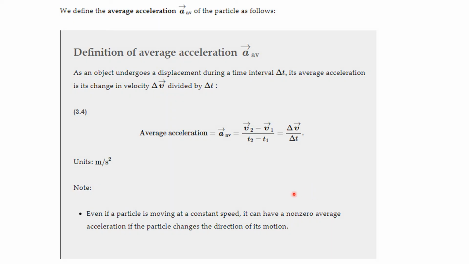And here's the definition of average acceleration. So it is a vector. An object undergoes a displacement during the time delta t. Its average acceleration is the change in its velocity. Now remember, this is in 2 dimensions now, so this is delta v divided by delta t. So the average acceleration is a vector, that is delta v, the change in the velocity vectors, divided by delta t. The units are going to be meters per second squared. And even if a particle is moving at a constant speed, it can have a non-zero average acceleration if the particle changes the direction of its motion.